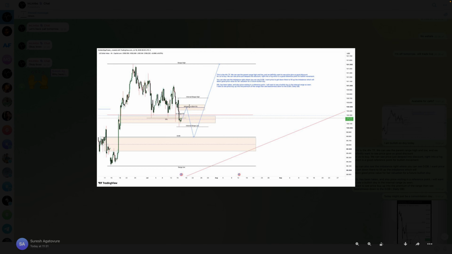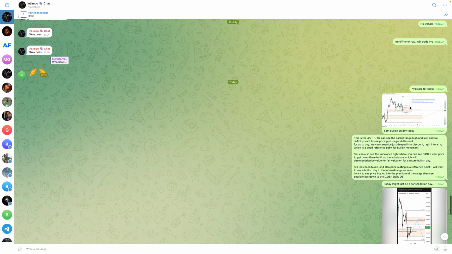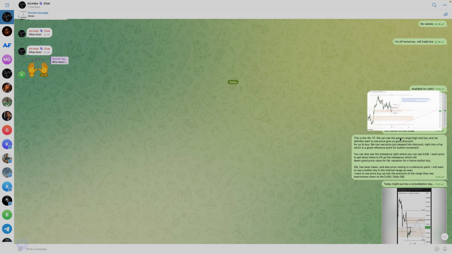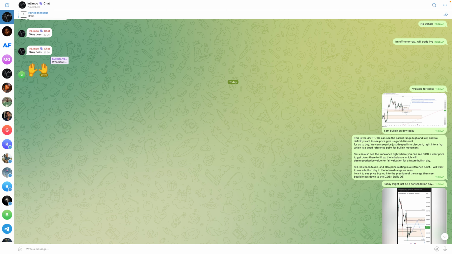Give this call. I want to see price get to the mitigation block, and then hopefully see price sail from this point to here and up here. You can see what was the right up. Whatever was here is what you can see here as well. And this is a 4-hour time frame. We can see the parent range high and low.